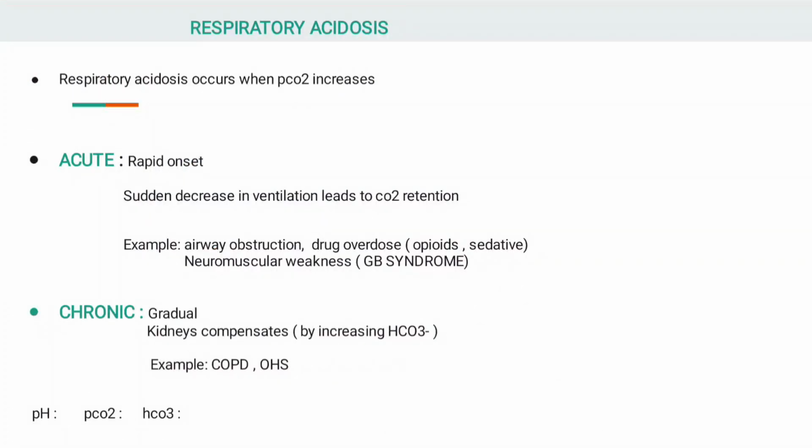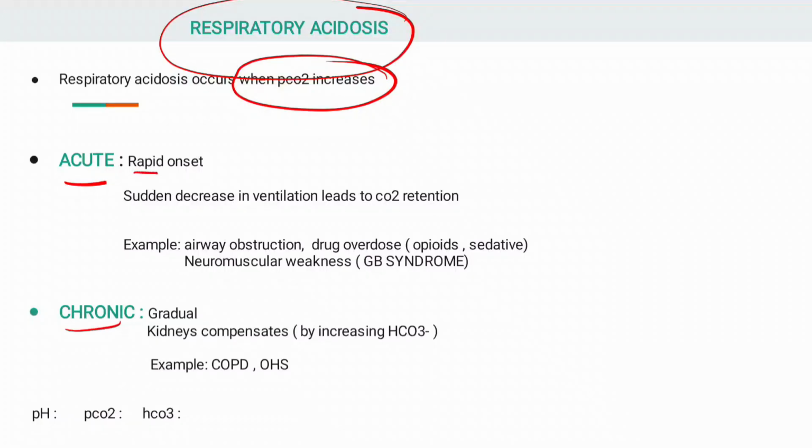What is respiratory acidosis? Respiratory acidosis occurs when the PCO2 is increased. It is of two types: acute and chronic. Acute is rapid onset, and chronic is gradual. Only in chronic respiratory acidosis do we have kidney compensation. In acute we don't have kidney compensation.